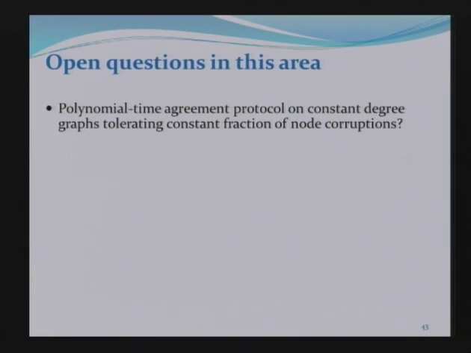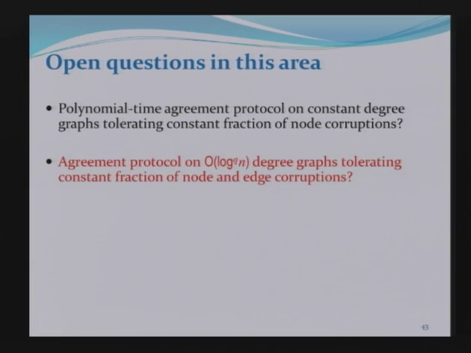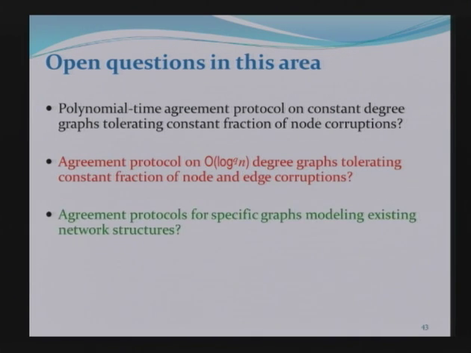Okay. So there are many open questions in this area. Can we obtain agreement protocols on constant degree graphs tolerating a constant fraction of node corruptions? This is not something that's known. Agreement protocols on polylogarithmic degree graphs tolerating a constant fraction of node and edge corruptions. This is not known. What we get is graphs of degree n to the epsilon, so there's a gap there that can maybe be closed. And maybe we can obtain better agreement protocols for specific graphs that model existing network structures better. We can maybe look at network topology and see if there are particular graphs that give the results.